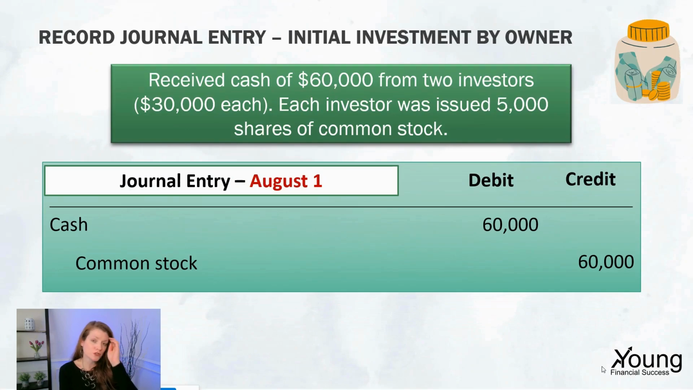Now, in the real world, you would always put a note to every journal entry that you make. So you would likely put the names of the investors and the fact that they're getting 5,000 shares each. But in the actual financial aspect of this, we're not going to show the 5,000 because we're showing this as monetary units. So we're increasing cash with a debit, increasing common stock, which will be our equity, with a credit.